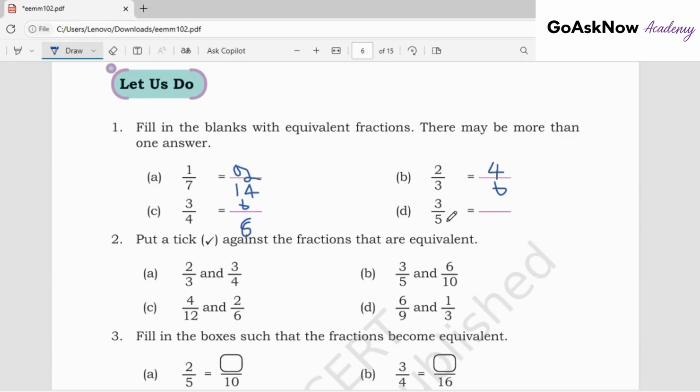Next 3 by 5, we can take here 6, which is 3 into 2 is 6, and 5 into 2 is 10. If you take the fraction 6 divided by 10 equal to, we can cancel, that means 3 and 5 will be obtained. Okay.